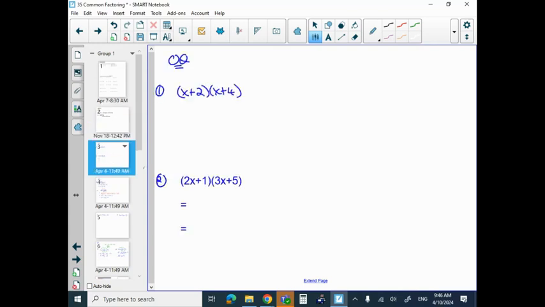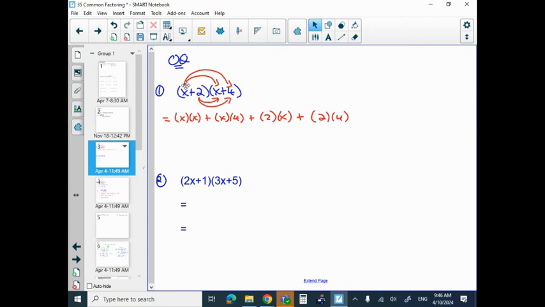So just as a review of what you saw recently, we know the x multiplies onto both and the 2 multiplies onto both. And so if we wanted to show lots of details, we could show the x times the x from the first arrow, the x times the 4 from the second arrow, the 2 times the x from the third arrow, and the 2 times the 4. So each term would multiply to be an x squared, a 4x, a 2x, and an 8.